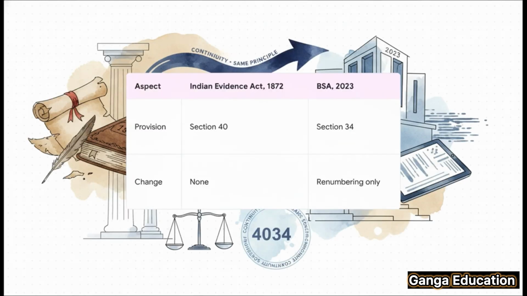All right, now let's quickly see how this compares to the old law. This new Section 34 of the Bharatiya Sakshya Adhiniyam 2023 corresponds to Section 40 of the old Indian Evidence Act 1872. So basically, what was Section 40 is now Section 34. And here's the key thing to note. There has been no substantive change. None at all. The legal principle is exactly the same, only the section number has been updated.